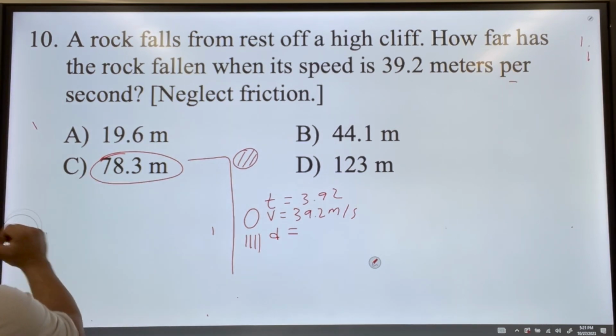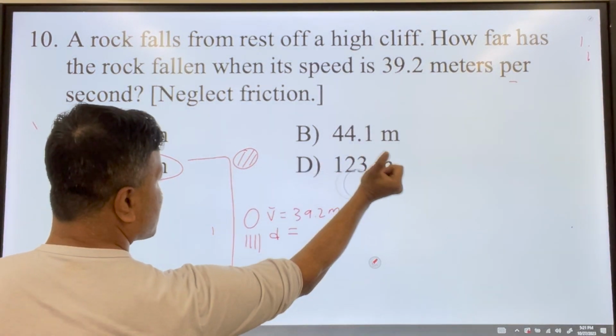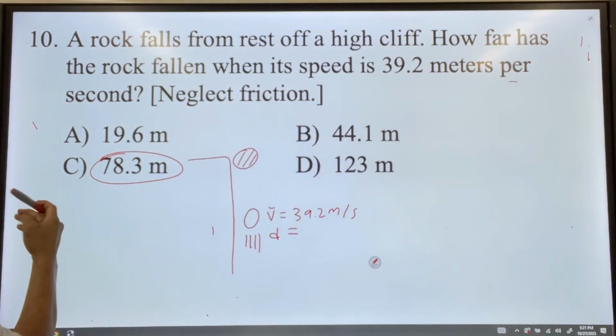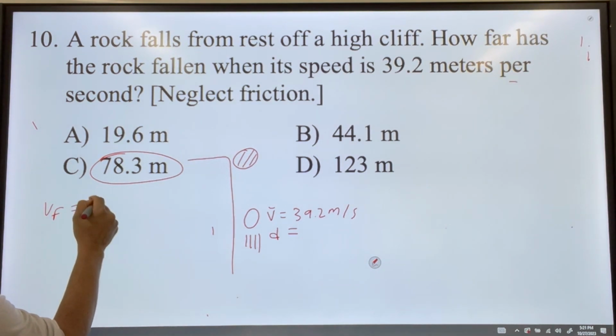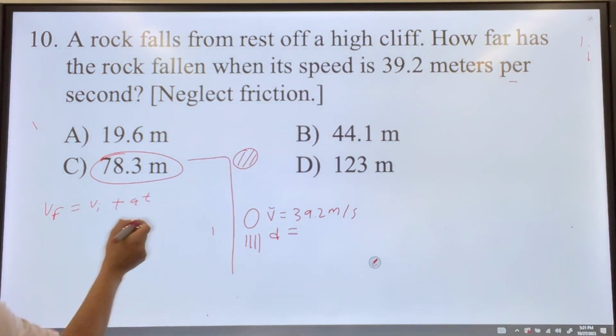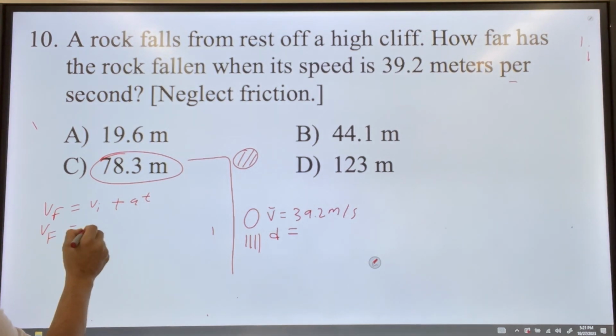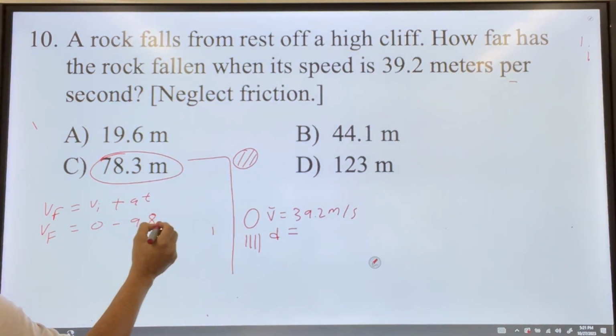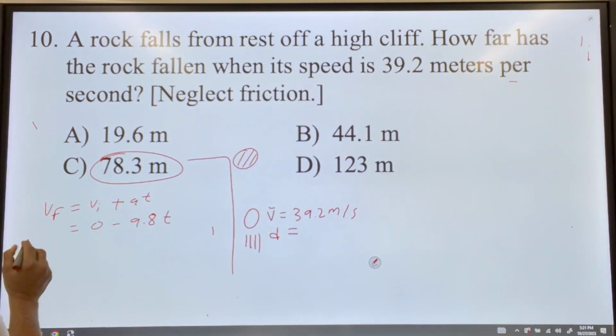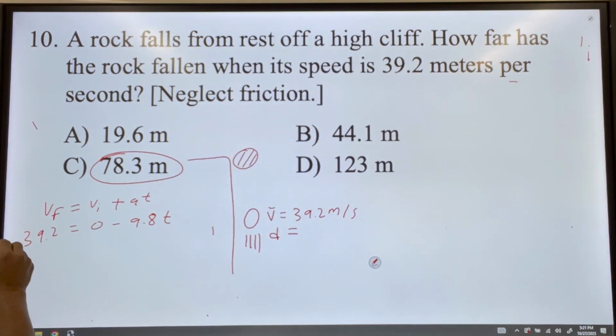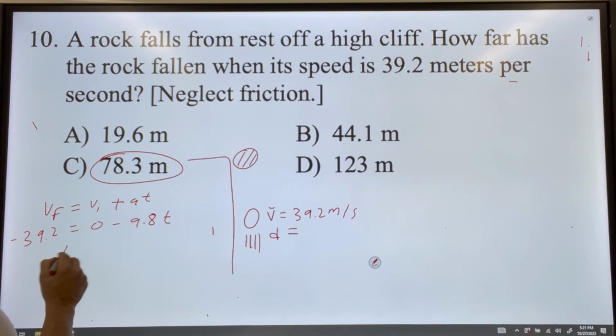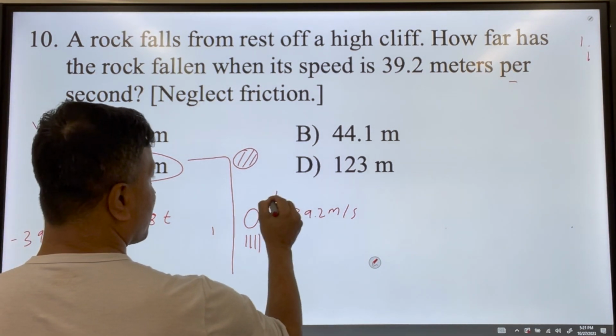This time I'm going to use 9.8. Let's see what time. Vf is equal to Vi plus At. Let's use 9.8. Vf is equal to 0 plus negative 9.8 times t, and this is negative 39.2. So 39.2 divided by 9.8 is 4. So t is equal to 4.